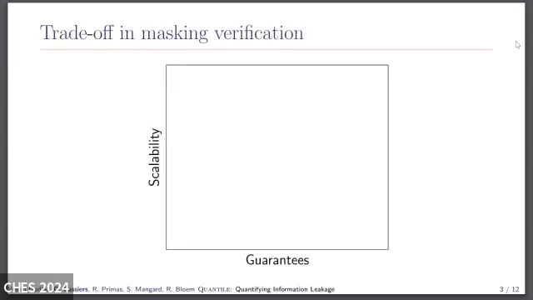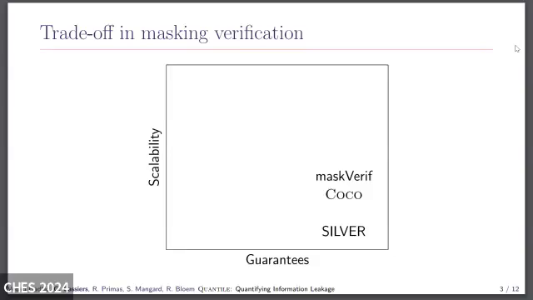And evidence for that is if you look at the masking verification tools that exist. This is just a qualitative figure of merit, a plot for two axes that we care about in this talk. The first axis is the level of guarantee. It goes from very strong formal verification to something that's a bit more empirical and is more of an indication, like leakage assessment or detection tests. And the other one is scalability: how large of a circuit can you handle? And there is a trade-off between these.